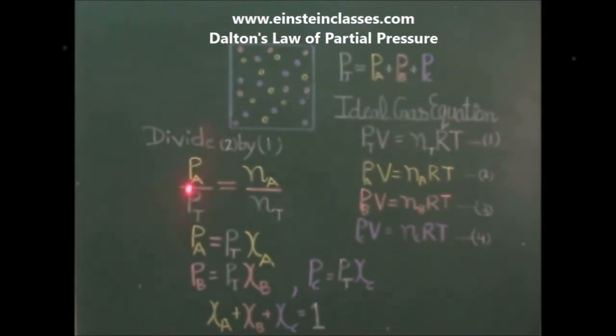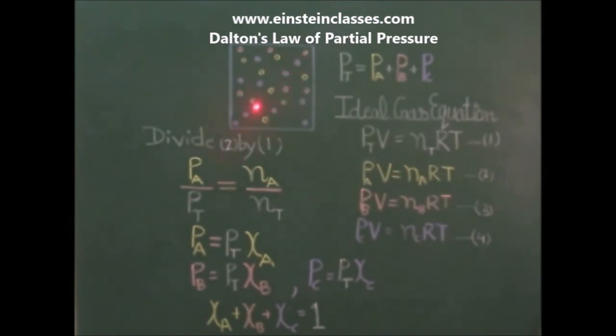If we divide the second equation by the first equation, we can write PA by PT, which is equal to NA by NT. It means the partial pressure of A is equal to the total pressure into the mole fraction of A. Similarly, the partial pressure of B is equal to the total pressure into chi B. The partial pressure of C is equal to the total pressure into chi C, where chi A plus chi B plus chi C equals 1. This is another important result of Dalton's law.